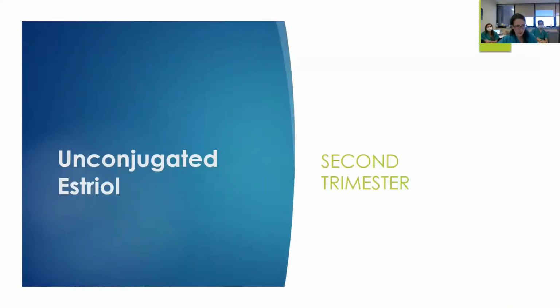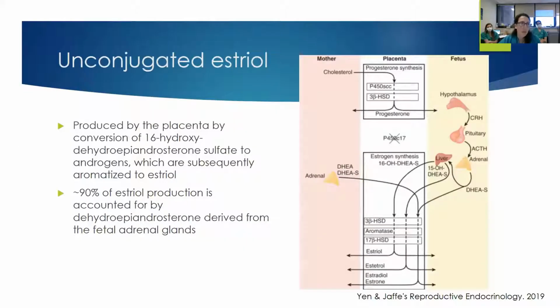Now, just a little bit about unconjugated estriol in the second trimester. So here you have the mother, placenta, fetus. So estriol is produced by the placenta by conversion of 16-hydroxy dehydroepiandrosterone sulfate to androgens. So you can see here, it's produced by the fetus and then is converted to androgens and then is aromatized to estriol. 90% of the estriol production is accounted for by dehydroepiandrosterone derived from fetal adrenal glands. I cannot say that word.